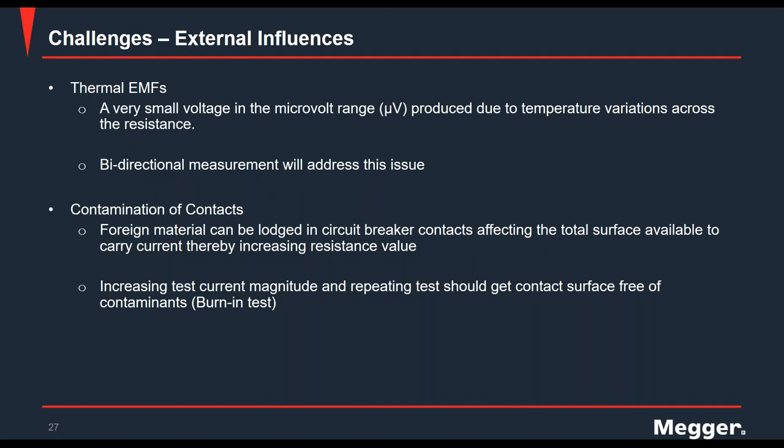Next is contamination of contacts. So in circuit breakers, foreign material can be lodged in the contacts, and this will affect the amount of surface that's available to conduct electricity. Because this surface is lower, the resistance value will increase. And the way to combat that is by increasing the test current magnitude and repeating the test. What that does is that gets the contact surface free of such contaminants. It's also sometimes called the burn-in test for circuit breakers.